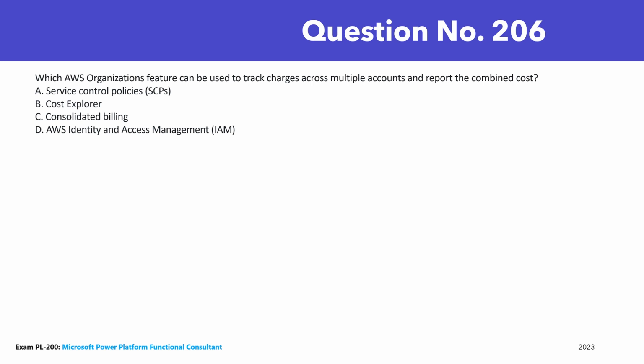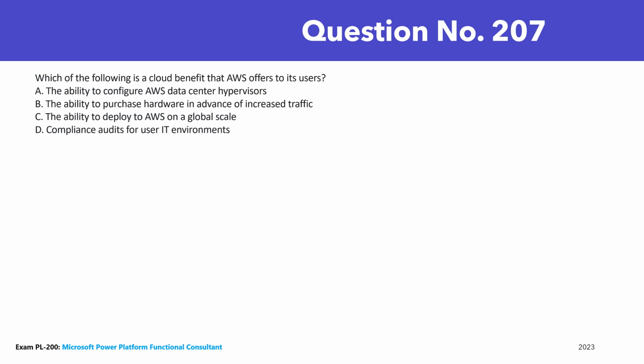Which AWS Organizations feature can be used to track charges across multiple accounts and report the combined cost? A. Service Control Policies, SCPs. B. Cost Explorer. C. Consolidated Billing. D. AWS Identity and Access Management, IAM. Correct answer, C.